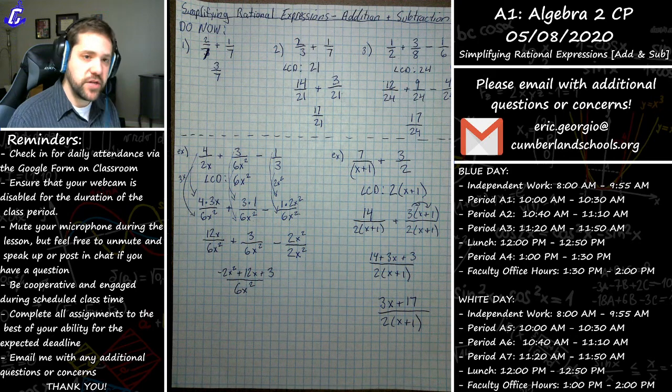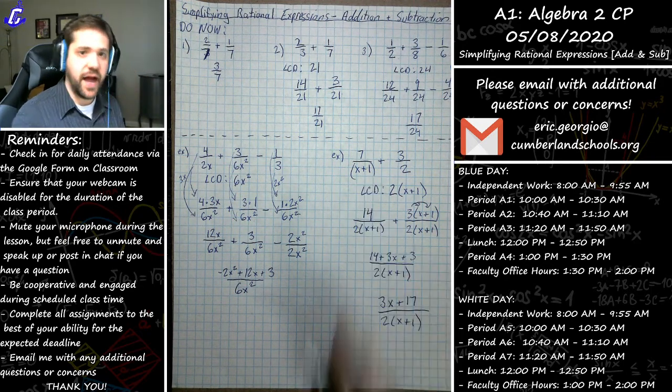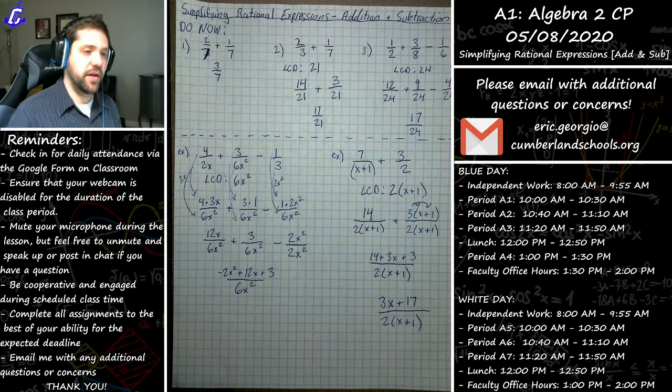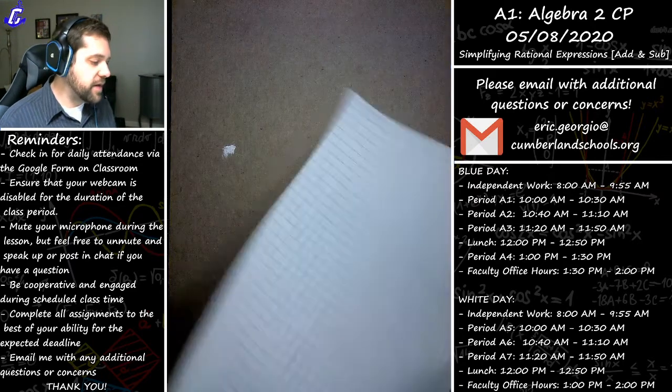Does anyone have a question about that? Again, a really important point is the fact that this is a singular factor of x plus 1. It's not a factor of x and a factor of 1. It's a factor of x plus 1. It's one piece. All right, let's take a look at a couple more.